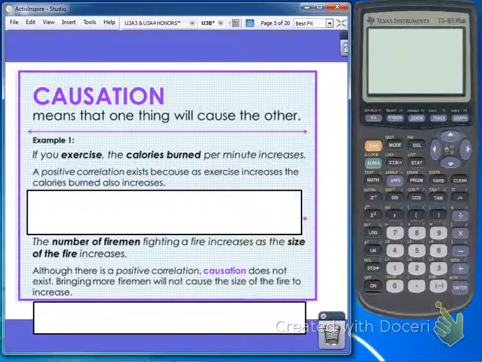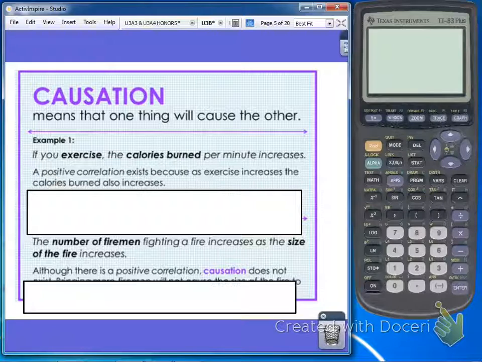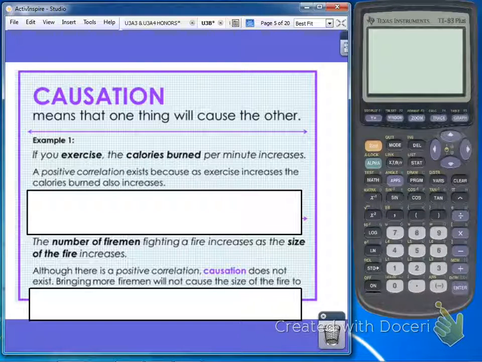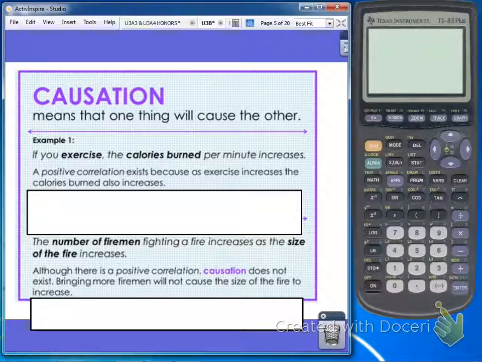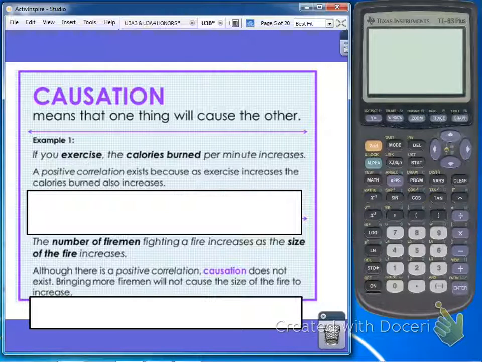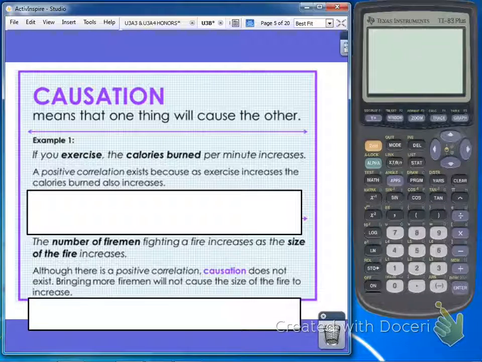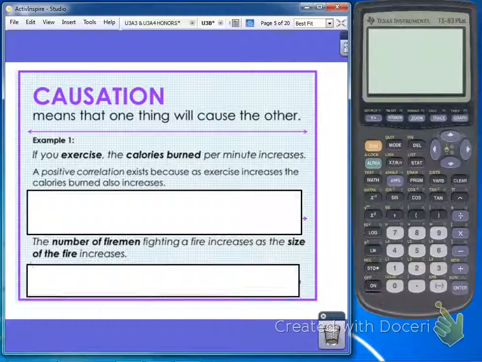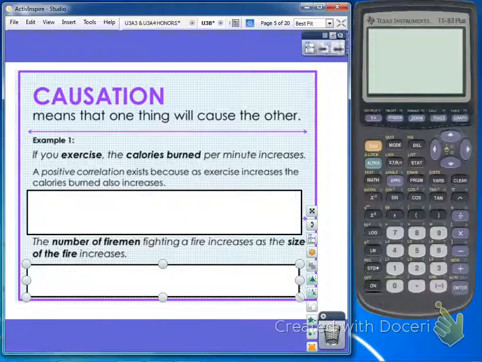And likewise, the reverse, the way this is written, although there's a positive correlation, causation does not exist. Bringing more firemen does not cause the size of the fire to increase. I don't know if that's necessarily the way we were reading it, but that's the thing. What causes the other? Does more firemen cause the fire to increase? Does the fire increase cause... It could go either way. But there's more things involved here. All right, so next.